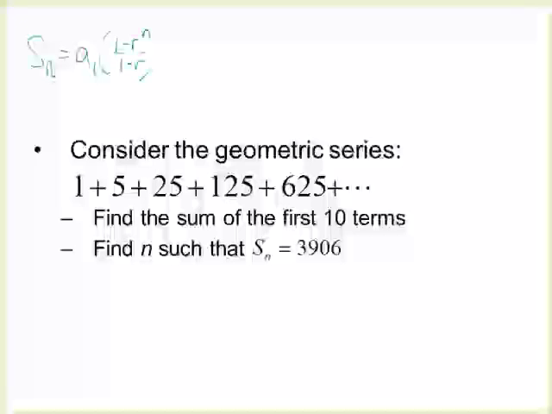So in our first question, part A tells us that we want to find the sum of the first 10 terms. So we're looking for S sub 10. What is A sub 1? 1. A sub 1 means first term. Then 1 minus R. What is R? The ratio, which in this question is 5. That's what we're multiplying. We move through those terms by 5 each time.